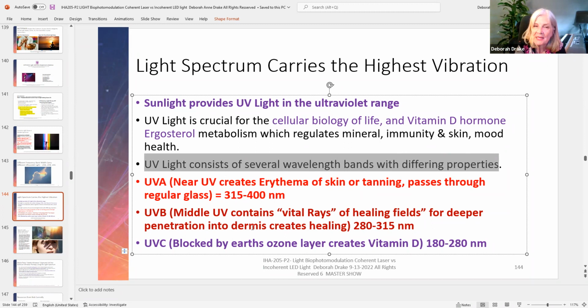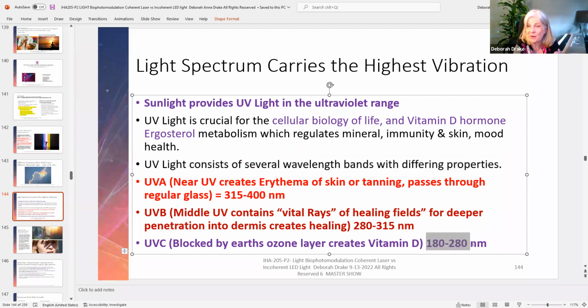And then the UVC light, which is blocked by the Earth's ozone layer, it's the one that creates the vitamin D, the one that's really quite important. So that's 120 to 280 nanometers. Now, I just want you to listen to me carefully. Under 1000 hertz, nanometers is almost identical or equivalent to hertz frequencies.